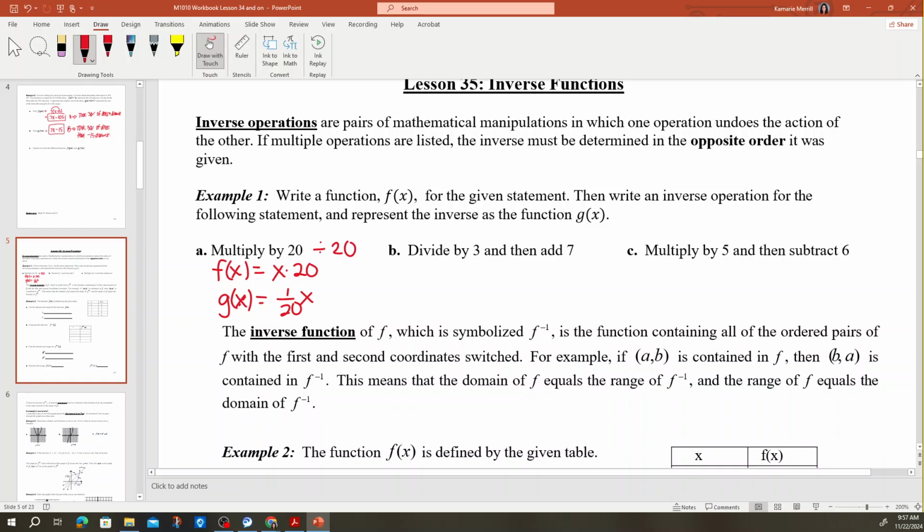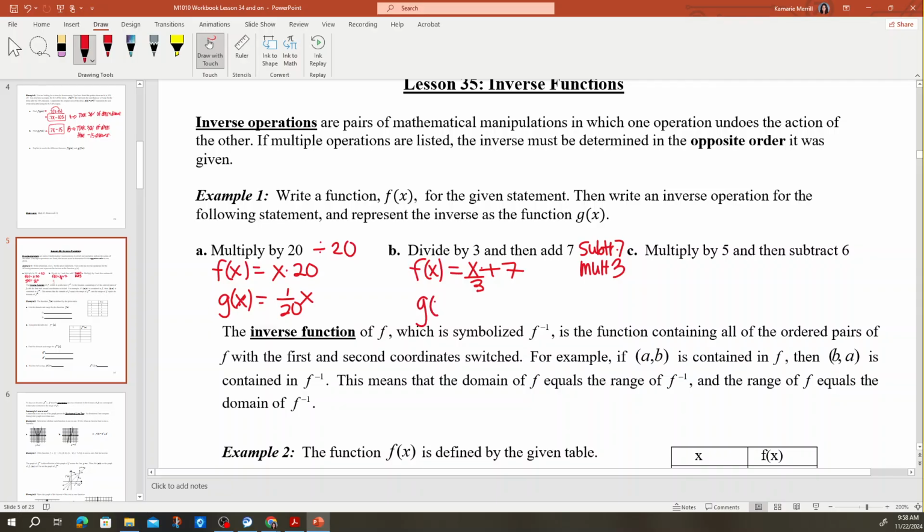What's the inverse operation of dividing by 3, then adding 7? Let's write what that function would look like. If I had something x that was dividing by 3 and then adding 7, we do it in the opposite order, is what it's saying. So what would we do first? Subtract 7. Remember this when we go to find inverses. Subtract 7, then what? Then multiply by 3.